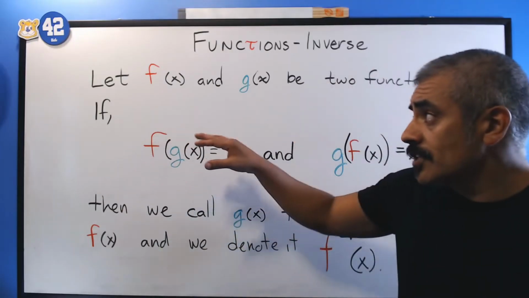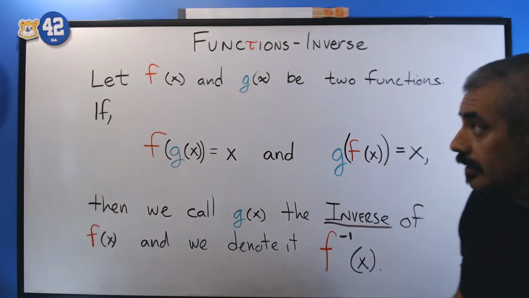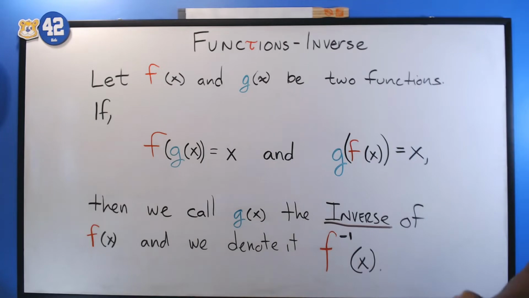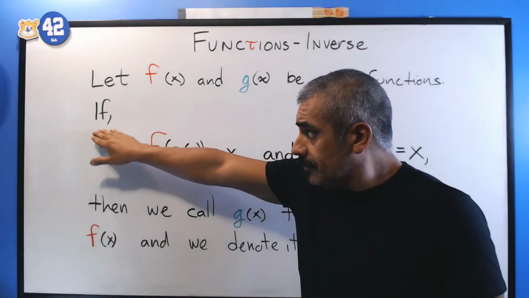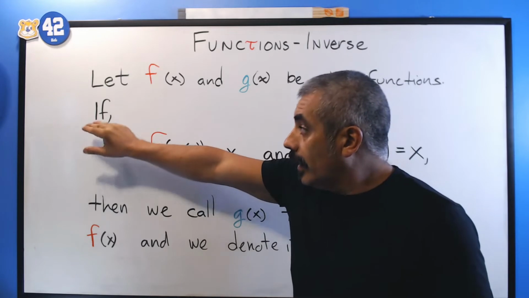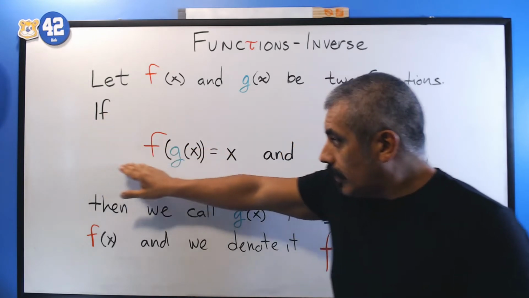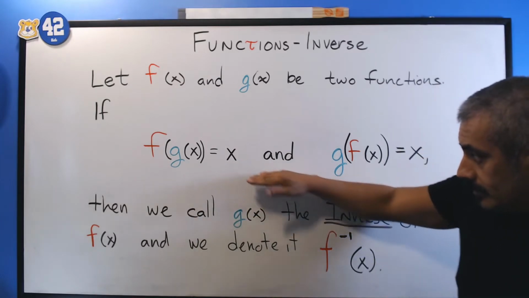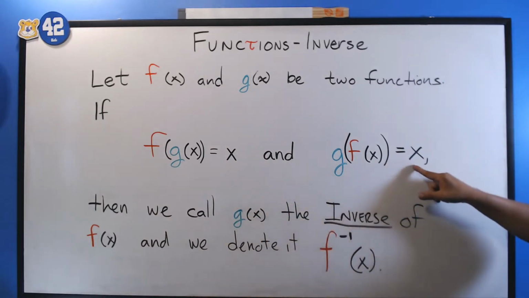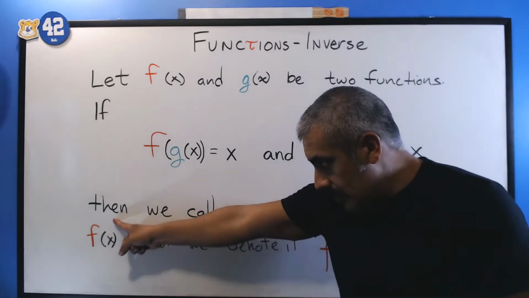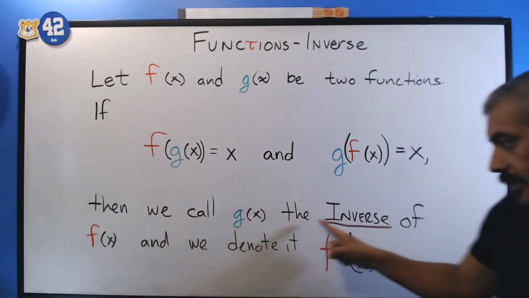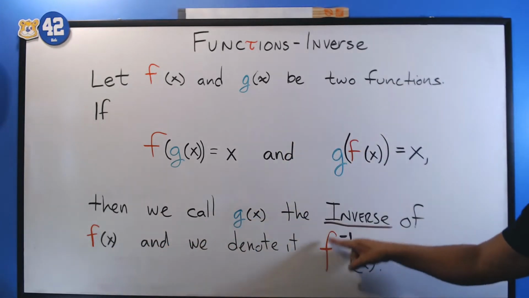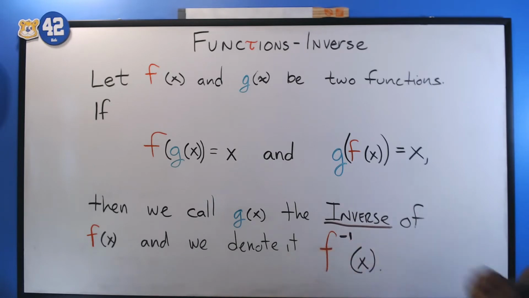Let's start with the definition of the inverse of a function. Let f of x and g of x be two functions. If, and here we have our famous if, f of g of x equals x and g of f of x equals x, then we call g of x the inverse of f of x, and we denote it f inverse of x.